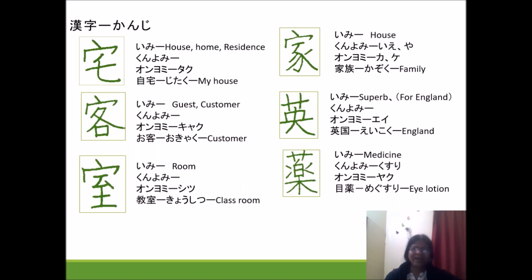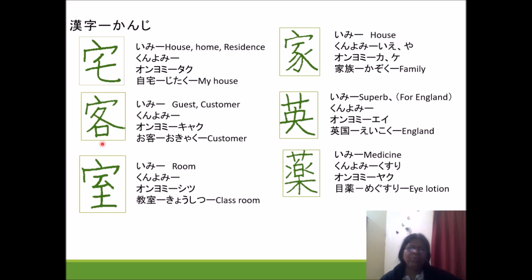Okay. So, now kanji. My dear friends, there is a separate kanji video for N4 level. I am giving kanji in every lesson because you get habituated to learning some kanji in the lesson and it will help you improve your language knowledge. Let's start. Meaning of this kanji is house, home, residence. Kunyomi is nothing. Onyomi is taku. Jitaku, my house. Meaning of this kanji, guest, customer. Kunyomi, nothing. Onyomi, kyaku. Okyaku, customer. Meaning of this kanji, room. Kunyomi, also not there. Onyomi, shitsu. Kyoushitsu, classroom. Meaning of this kanji, house. Kunyomi, ie, ya. Onyomi, ka, ke. Kazoku, family.